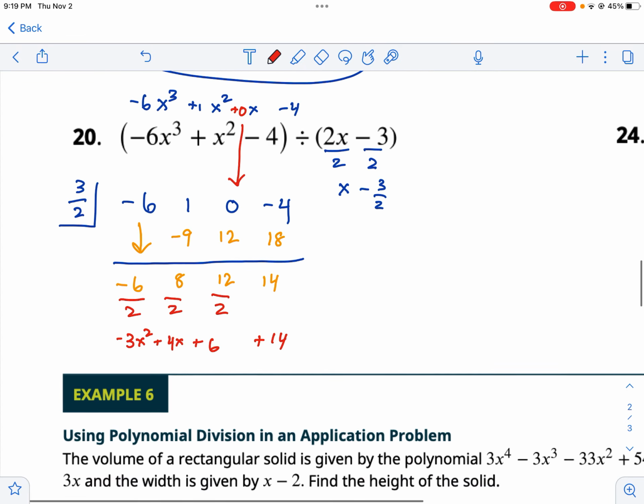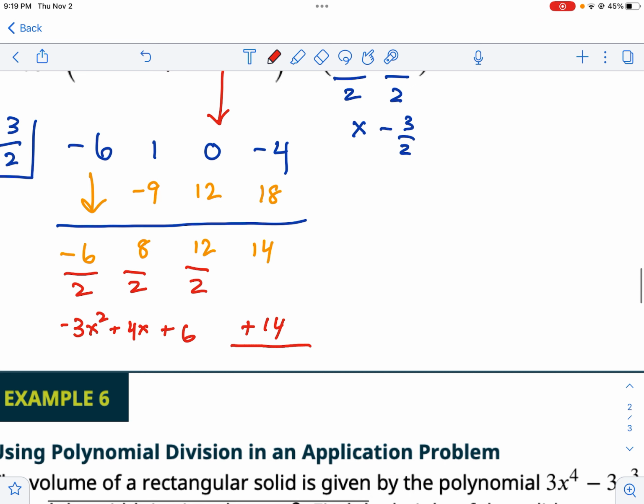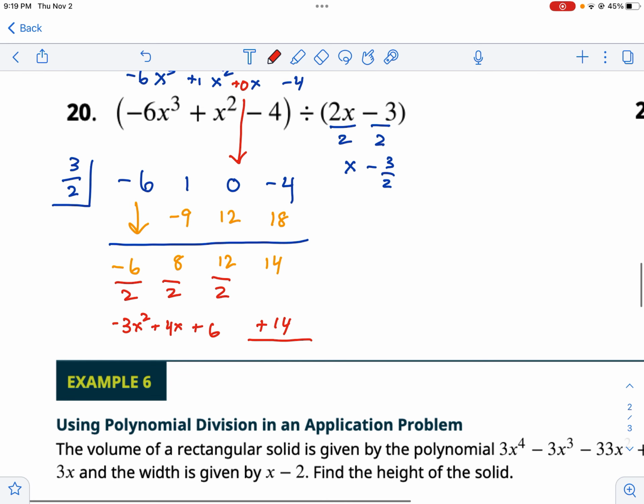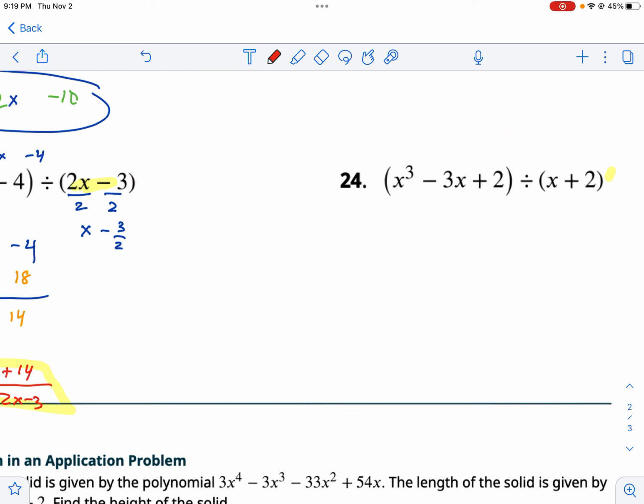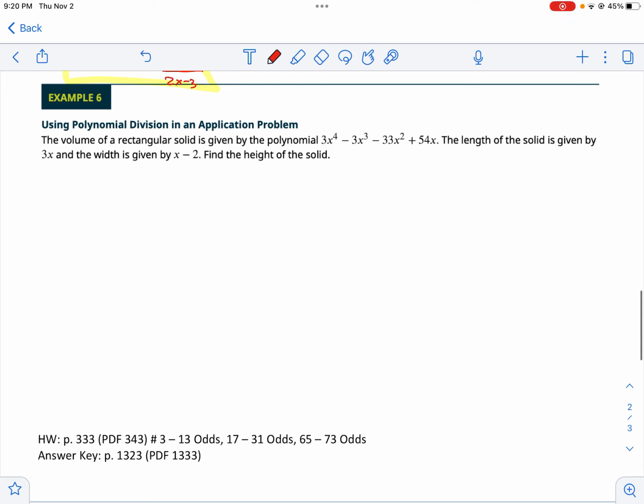The way we write remainder is we say 14 over 2x minus 3. 2x minus 3 came from here. It will always be like that. The remainder is just always the number that's left over over whatever your divisor is. Number 24 is done very similar, so I'm not going to go over it. Find your missing value. You're missing an x squared value here, so you need to do a 0x squared in between. So look at this word problem.